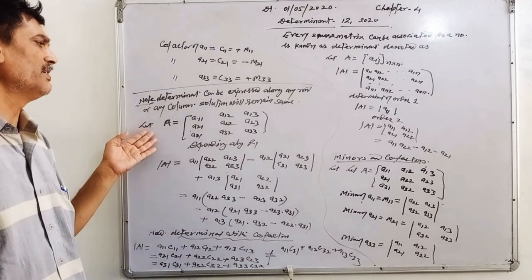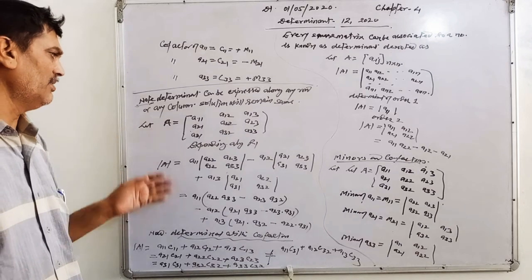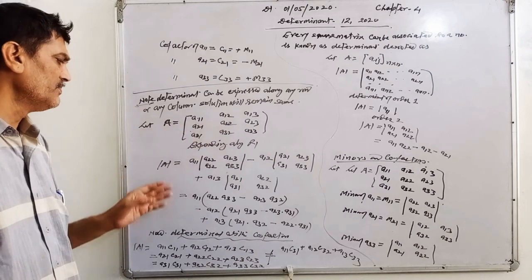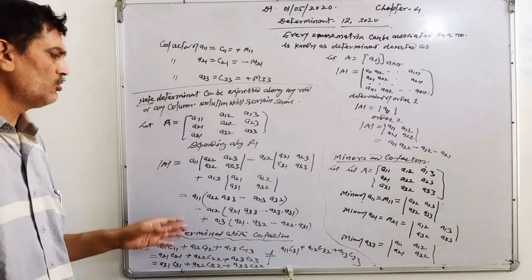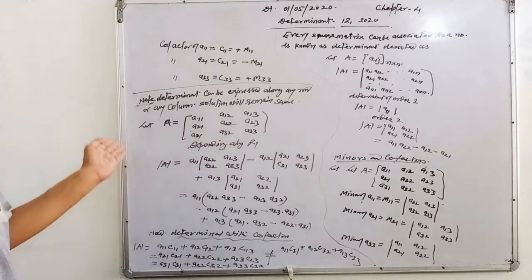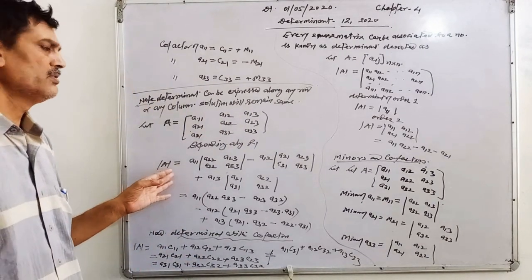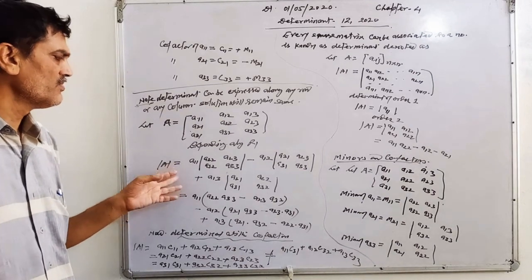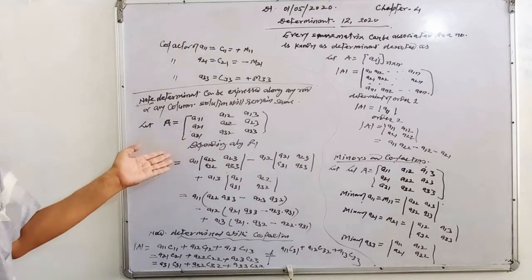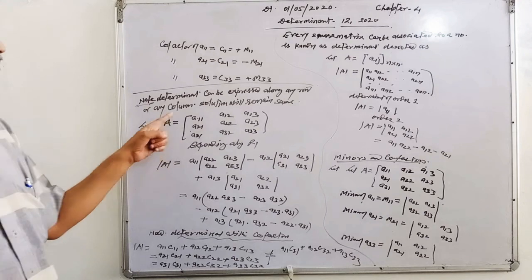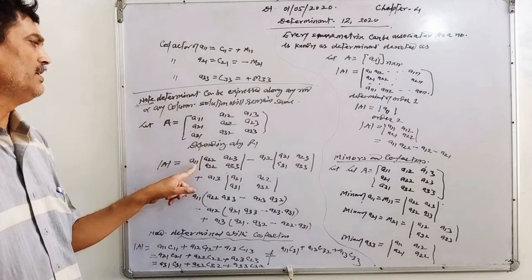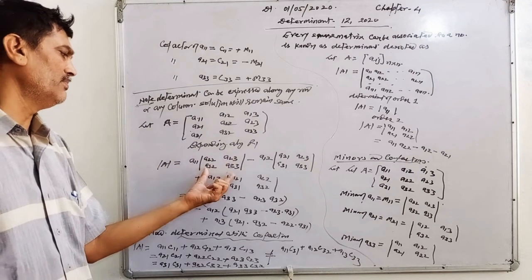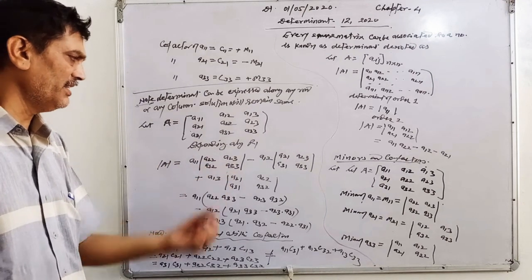Okay. Now a determinant can be expanded along any row or any column, and the solution will remain the same. Let A be a matrix. When you find its determinant, meaning solving it, you can expand along any row or any column. Suppose you are expanding along R1: write the first element of R1, a11, and leaving its row and column, write the rest between two vertical lines like this.